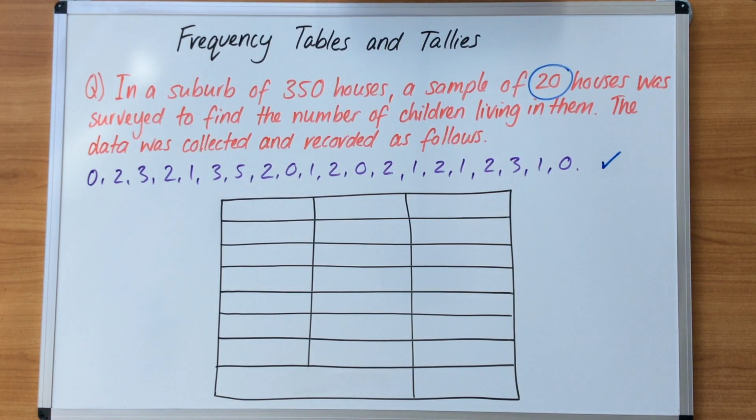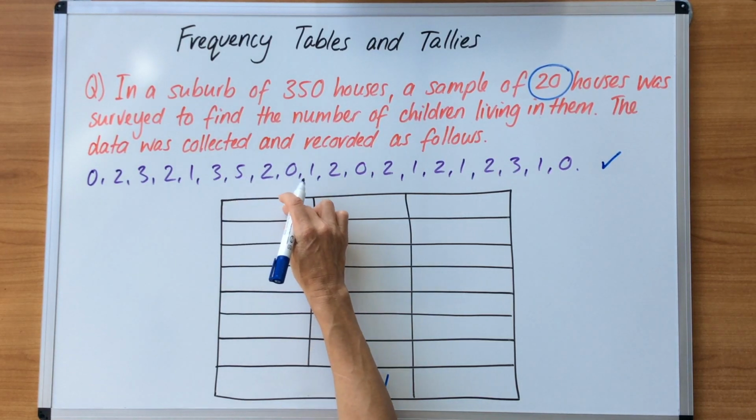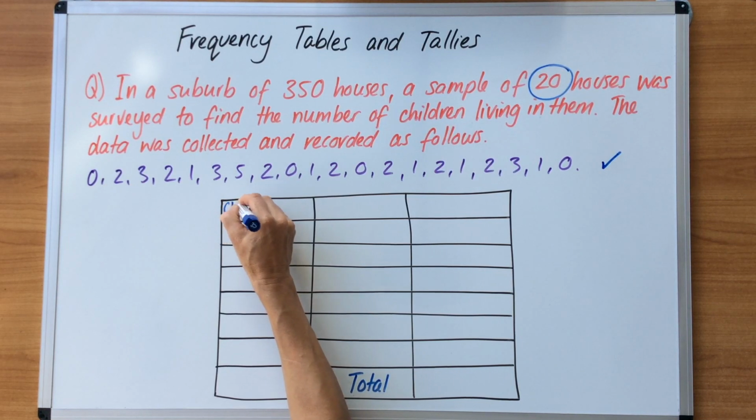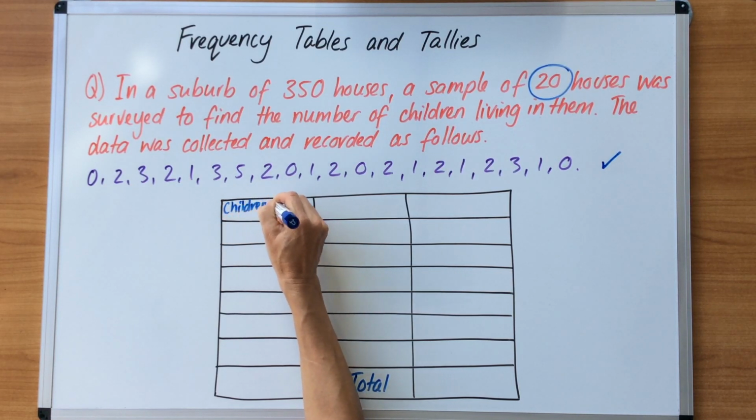Now we're going to place that data into this table. The first thing I have to do is write down my headings. So I'm going to start at the bottom with total. Because we are focusing on children per household, we can write that in here, or you can write the score. We will go children per household.